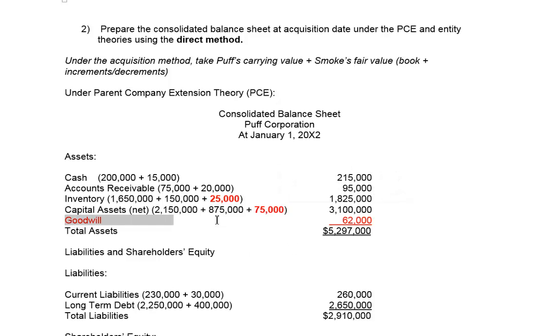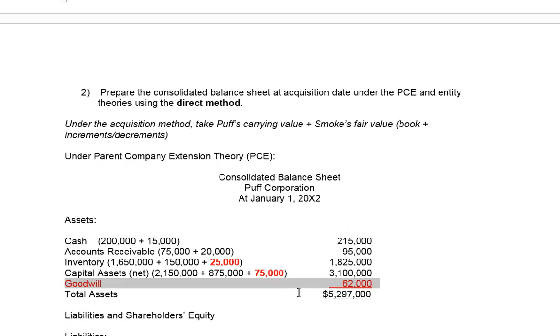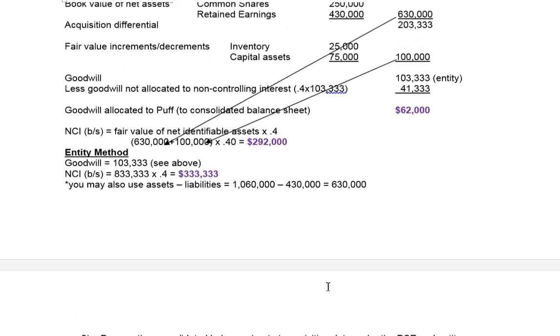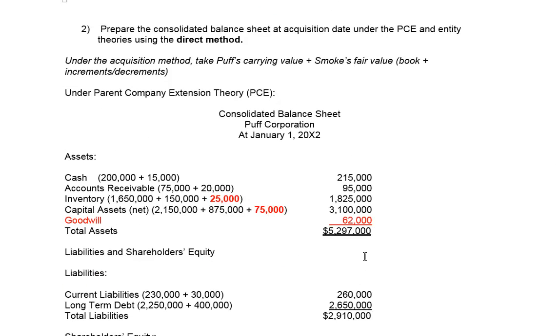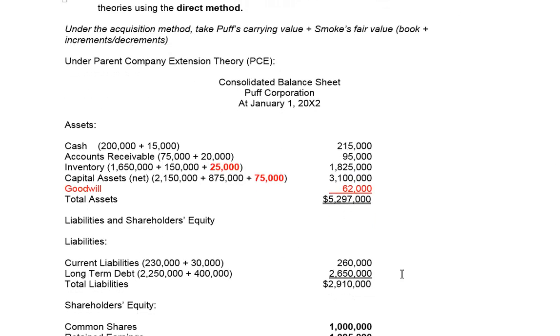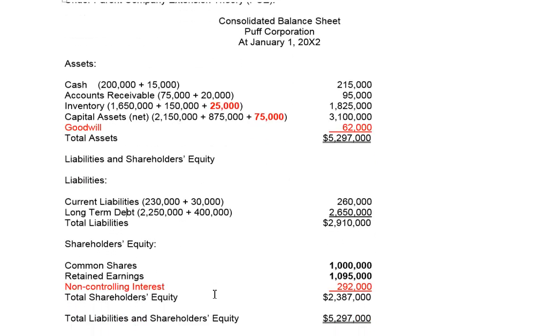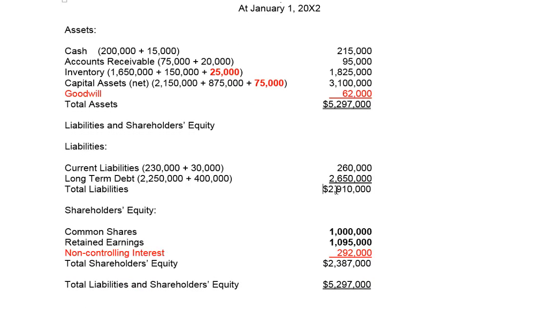Notice here under PCE, goodwill is not $103,333. It's only 60% of that, or the parent's share, which is what we calculated here, $62,000, right? So that's what we've got here, and you'll notice our total assets equal $5,297,000. With liabilities and equity, if you look at the liabilities, there were no fair value increments or decrements on the current liabilities or the long-term debt, so we just have long-term liabilities added together of $2.91 million.